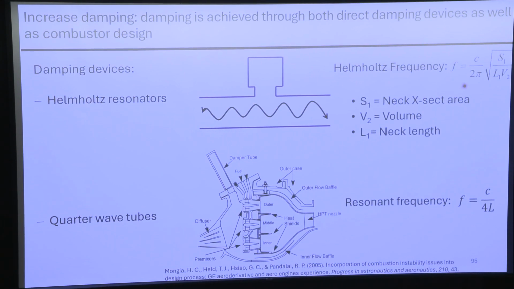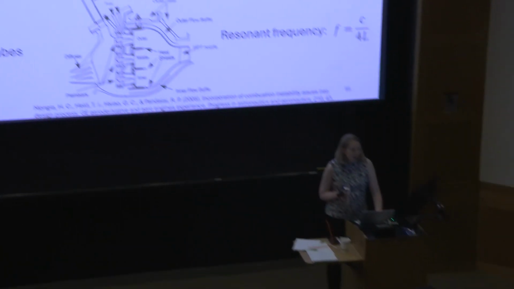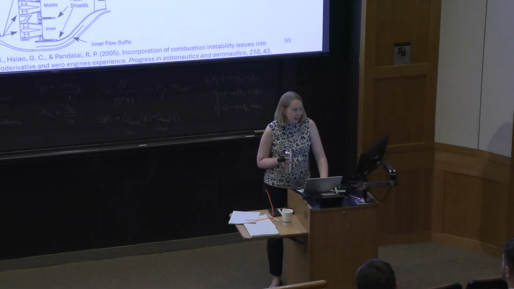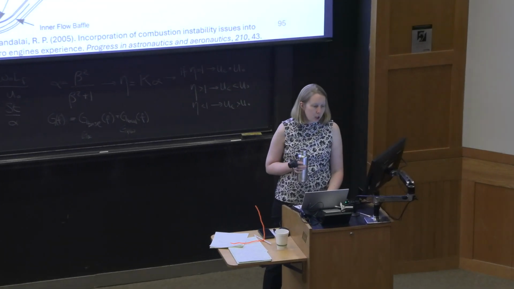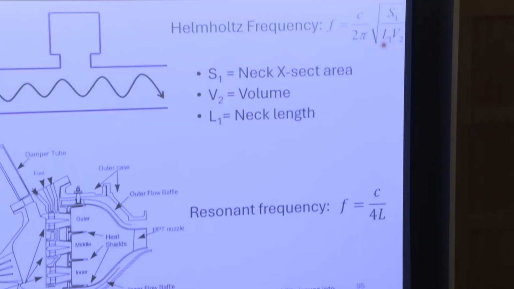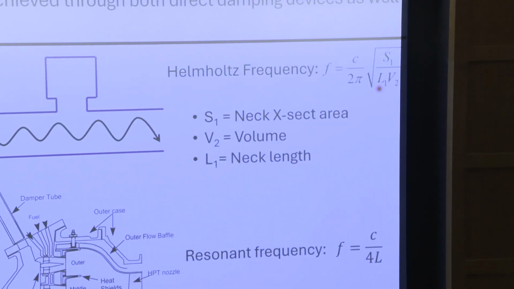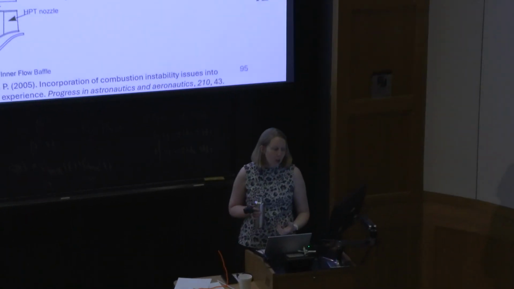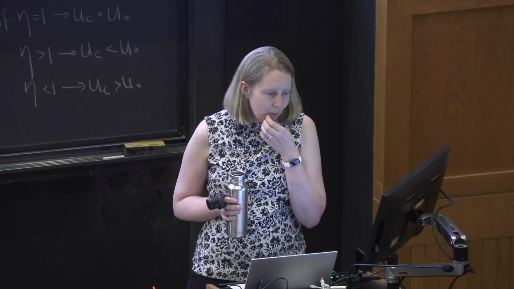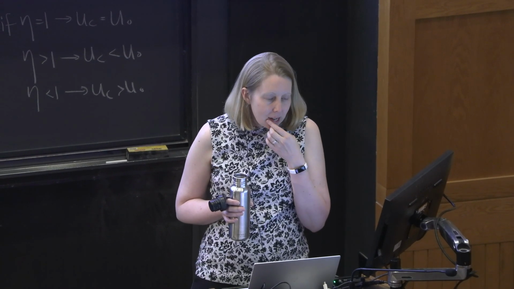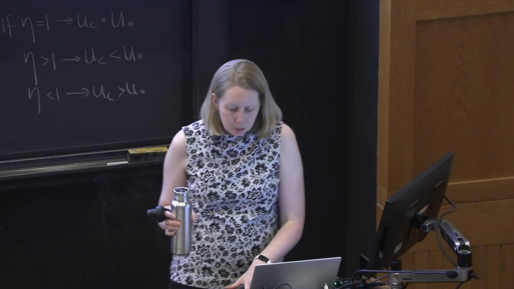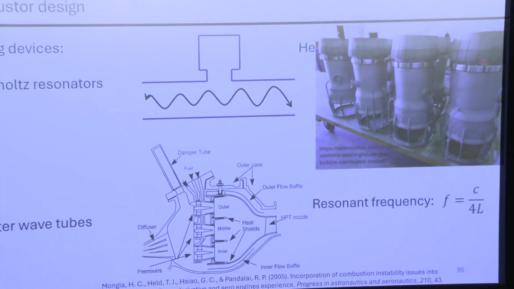And the frequency is kind of interesting. This isn't a longitudinal mode of the resonator, it's a bulk mode. And so you can see that the frequency is dependent on the neck cross-sectional area, the volume, and the neck length. Basically what you're doing is having the whole thing breathe, and the frequency at which it breathes depends on the geometry of that system. And so you can see Helmholtz resonators on actual devices. These are Siemens combustor cans.